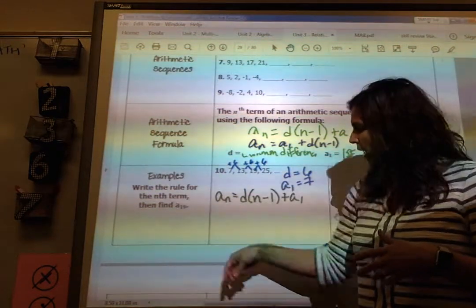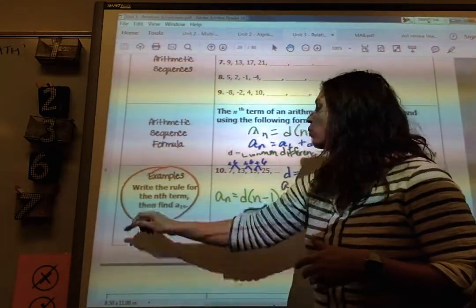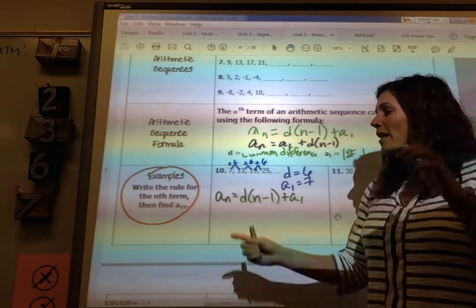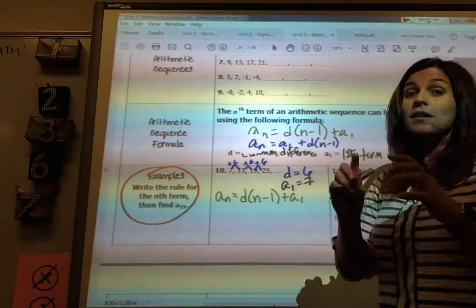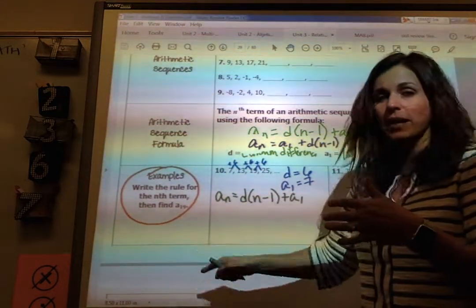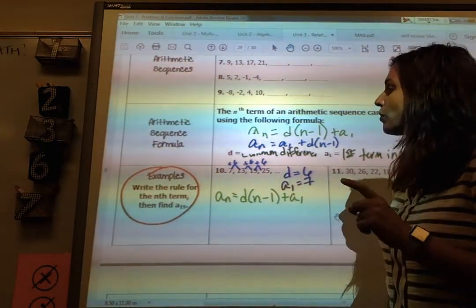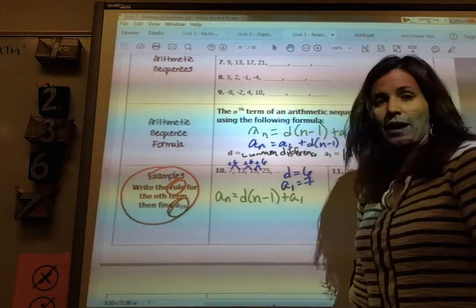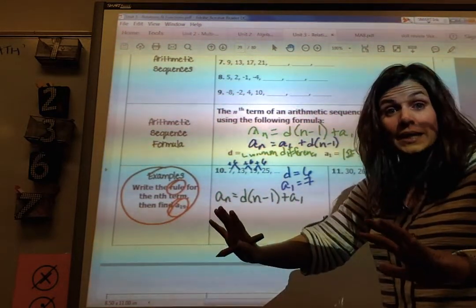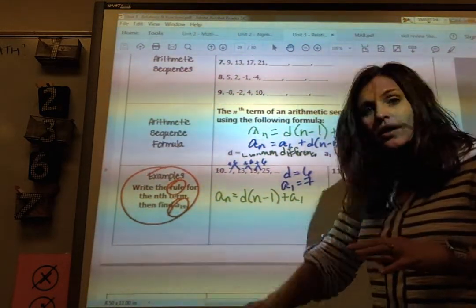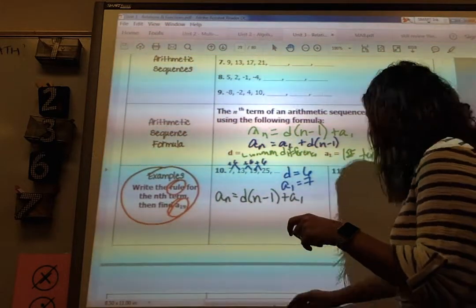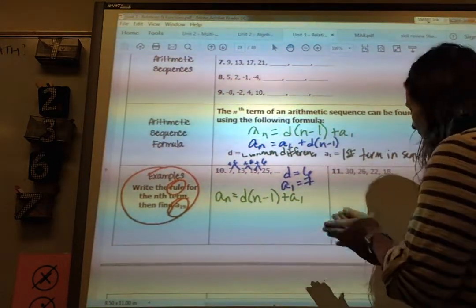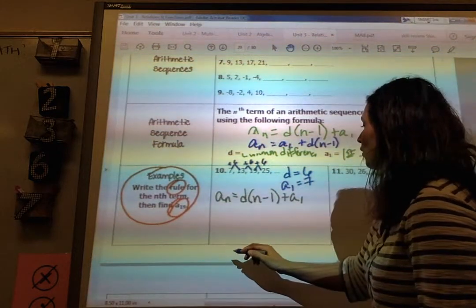So the instructions are actually written over here. It says write the rule for the nth term, then find the 19th term. That's what that a sub 19 means. It's the 19th term. So there are two things I'm looking for: the rule, and then the 19th term. Don't just give me the 19th term. I want it all. You follow me, Andrew? Okay, here we go. So I'm looking for the 19th term.